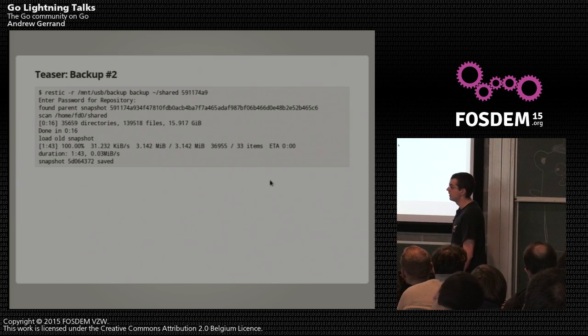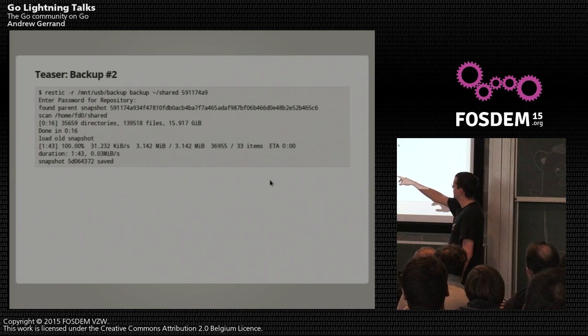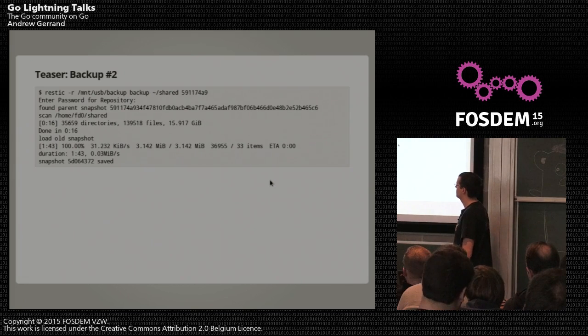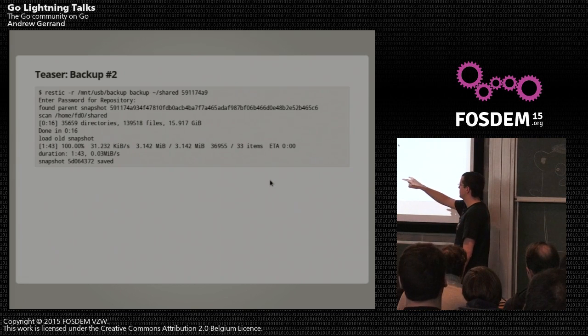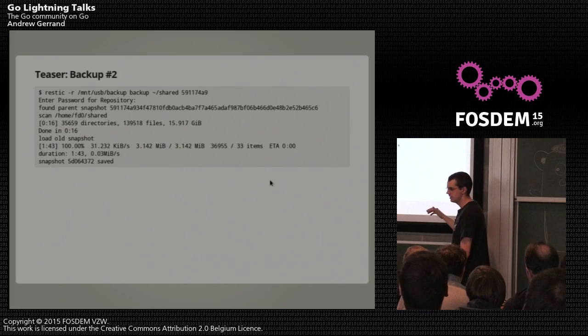These are the speed numbers. First the percentage, then the amount of data that has to be backed up. The first one is the current speed, and we can see that in a minute when I'm showing it to you.